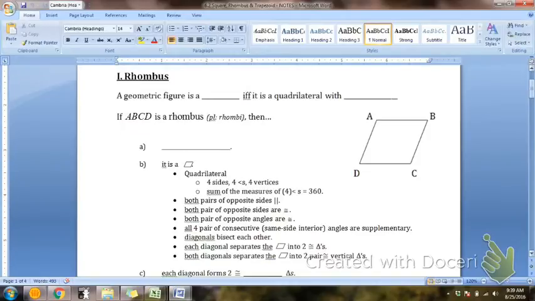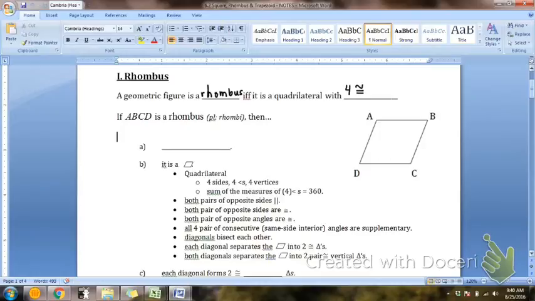All right. So a geometric figure is a rhombus. That's how you say that word, rhombus. So your first blank there should be rhombus. A geometric figure is a rhombus if and only if it is a quadrilateral with 4 congruent sides.